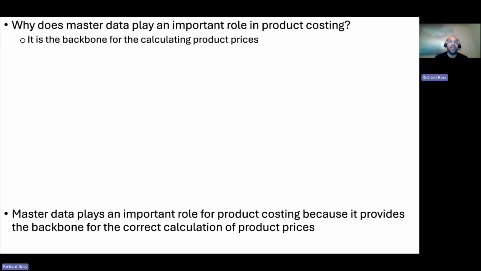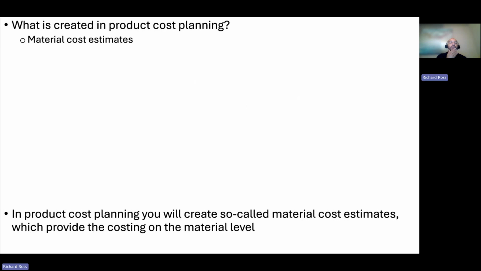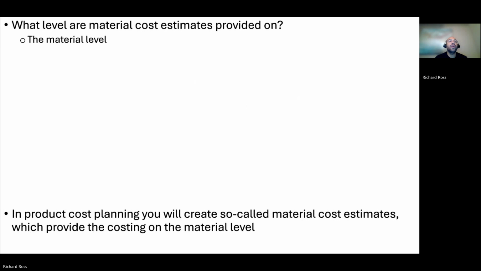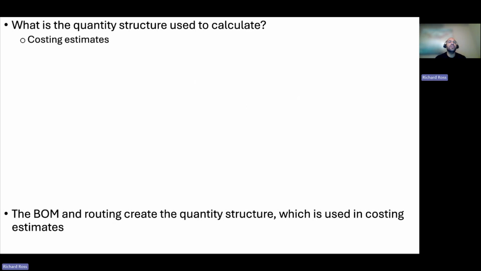Why does master data play an important role in product costing? It is the backbone for the calculating of product prices. What is the foundation for product costing? The material master. What is created in product cost planning? Material cost estimates. What level are material cost estimates provided on? The material level. What does the BOM in routing create? The quantity structure. What is the quantity structure used to calculate? Costing estimates.